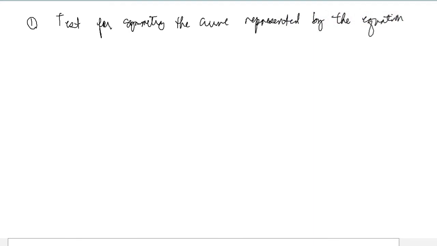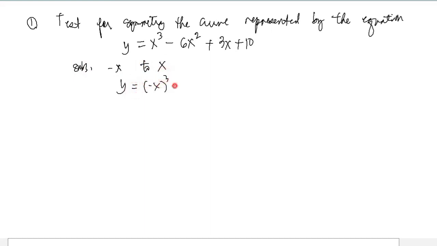So, the equation that was given is y is equal to x cubed minus 6x squared plus 3x plus 10. So, in here, we substitute negative x to x. So, papalitan natin ng negative x lahat ng x. So, y is equal to negative x cubed minus 6 negative x squared plus 3 negative x plus 10.